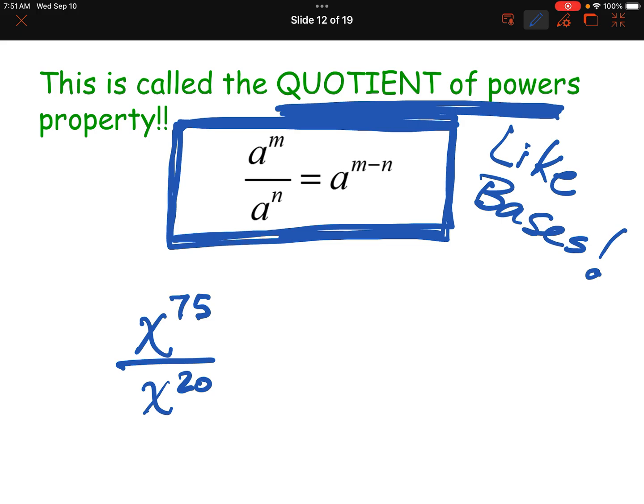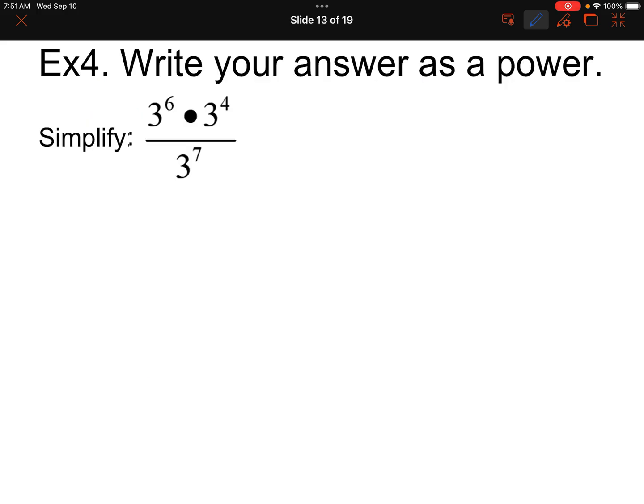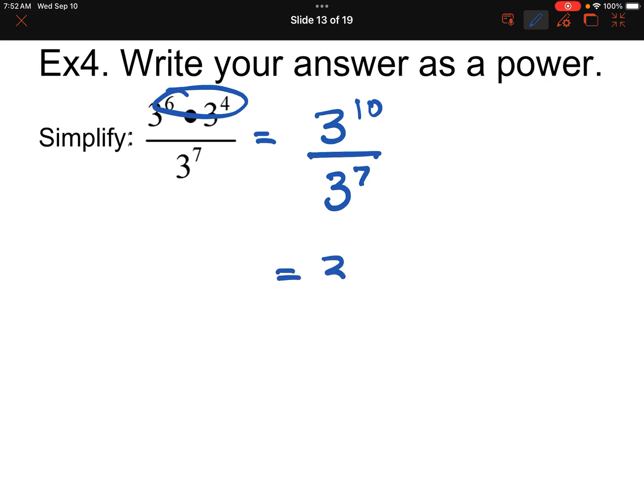That's the goal. And as you can see from our next example here, we're going to start putting together multiple rules. So I have 7 3s on the bottom. I have 6 3s and 4 3s. The first thing I should do is use my product rule to say that would be 3 to the 10th over 3 to the 7th. And then I would use my quotient rule to say 3 to the 10th over 3 to the 7th would be 3 to the third power.